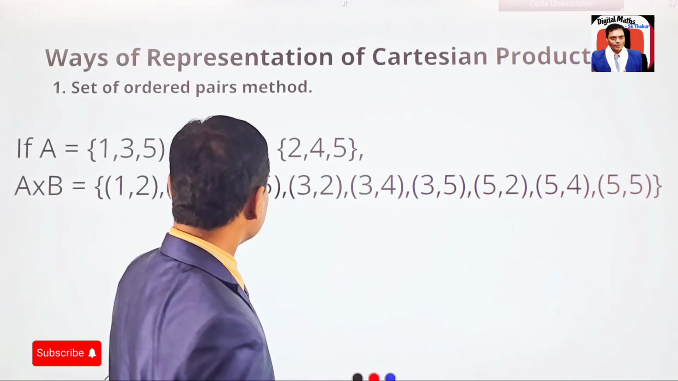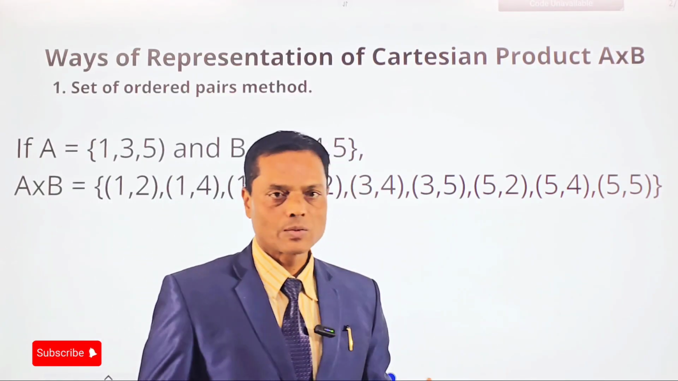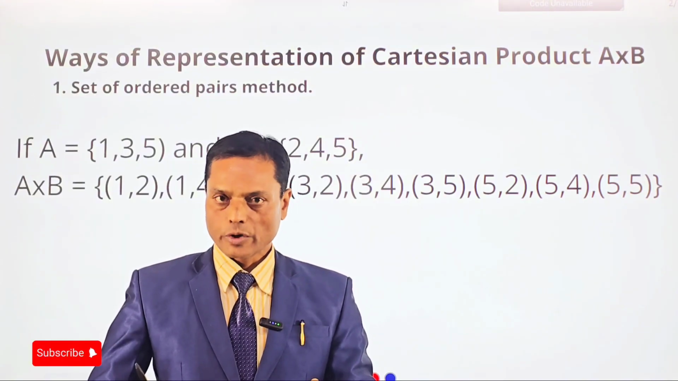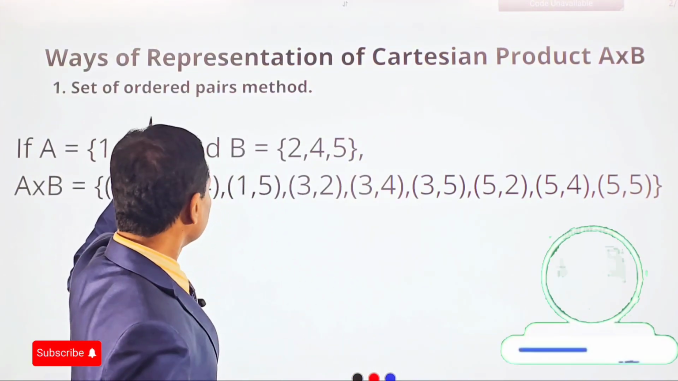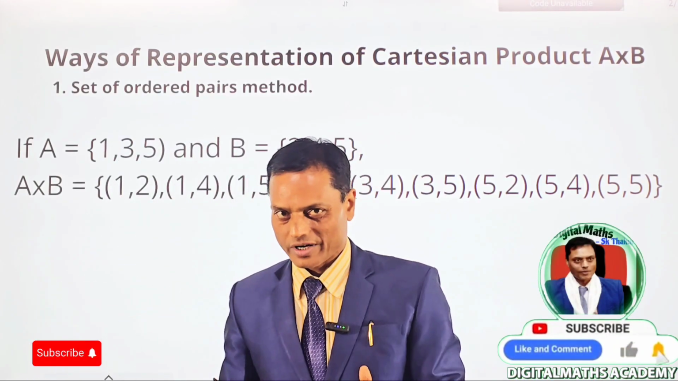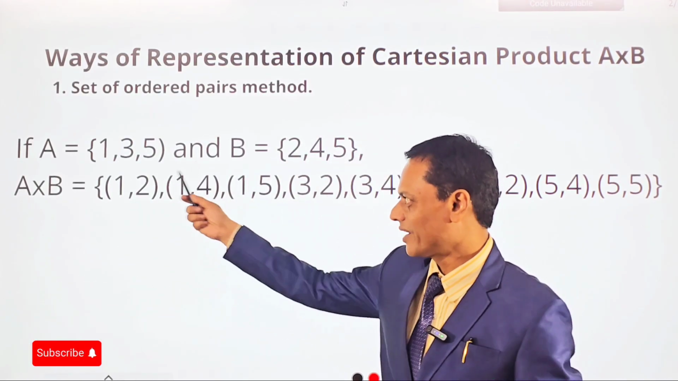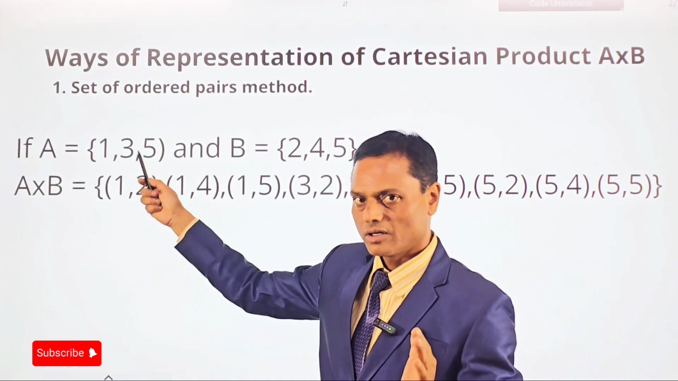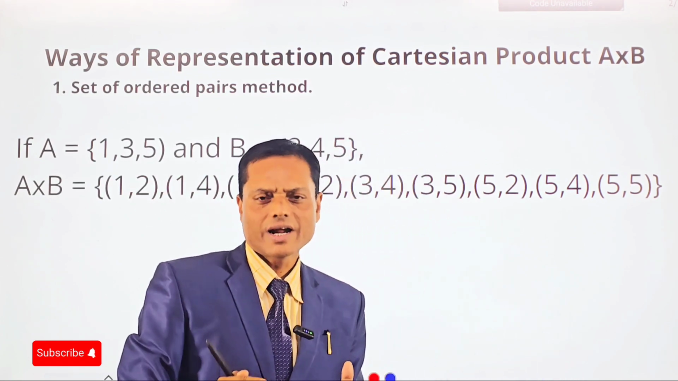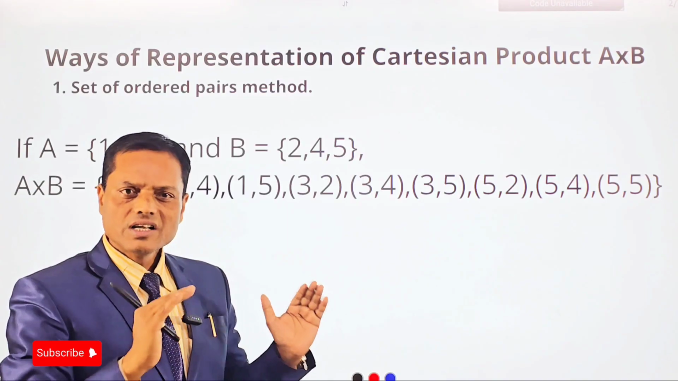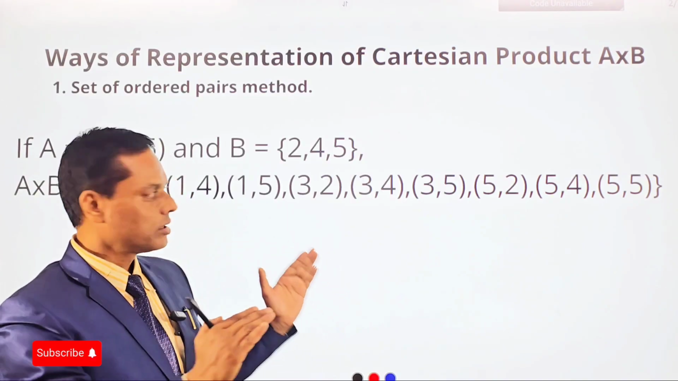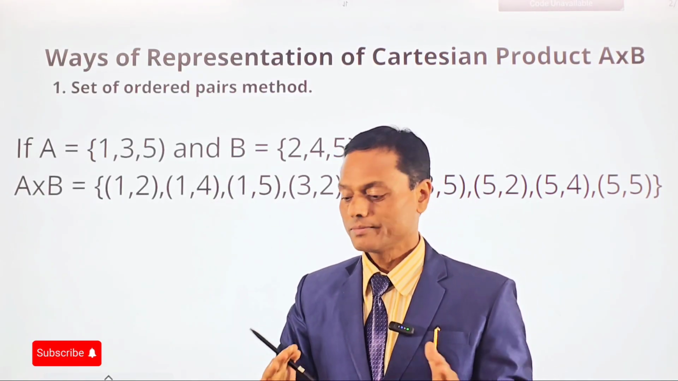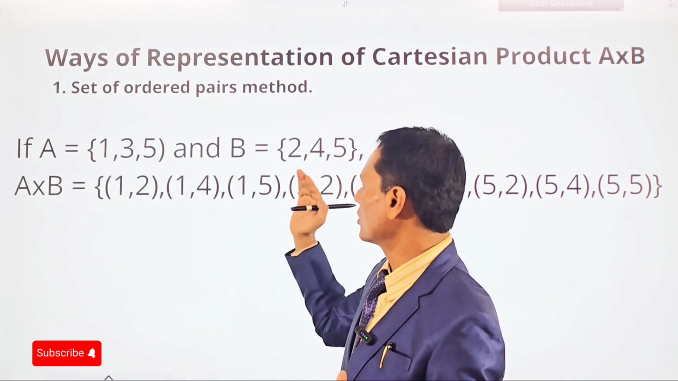Next is the ways of representation of the Cartesian product A cross B. We can represent the Cartesian product in many ways. The first way is the set of ordered pairs method, just like the listing method. A cross B equals {(1, 2), (1, 4), (1, 5), (3, 2), ...}. If you have sets A and B, we can write the ordered pairs in the listing method, separated by commas, inside curly brackets. That is called the set of ordered pairs method. Set means curly brackets, commas, set of ordered pairs method.